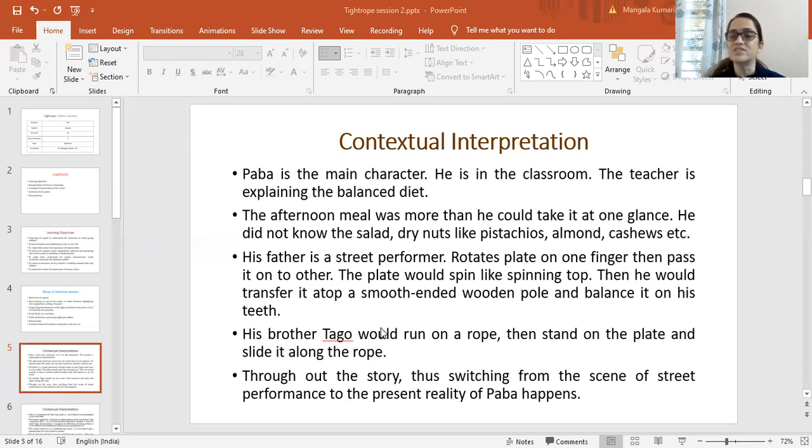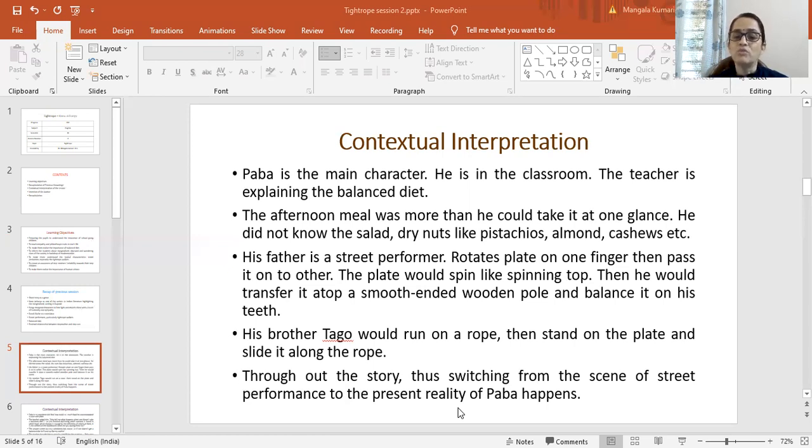These are all the tricks performed by the tightrope performers. His brother Tago also is a street performer. He is also a tightrope walker. So he is walking, he is running on a rope. Then he stands on the plate and slides it along the rope from one side to the other. So he is mentally imagining the street performance, tightrope walking by his father and his brother Tago.